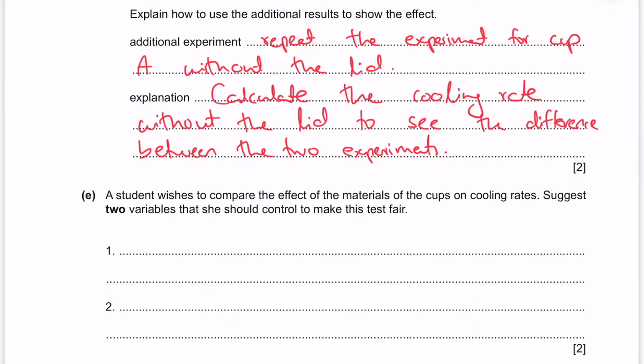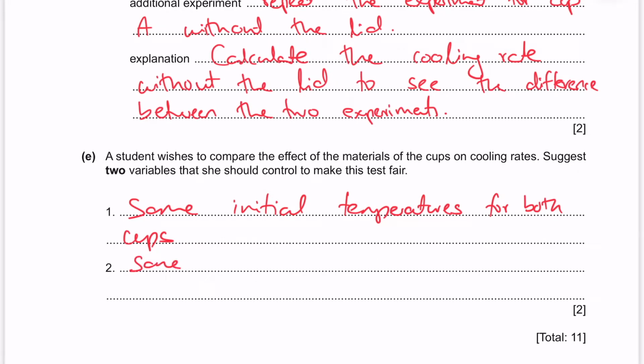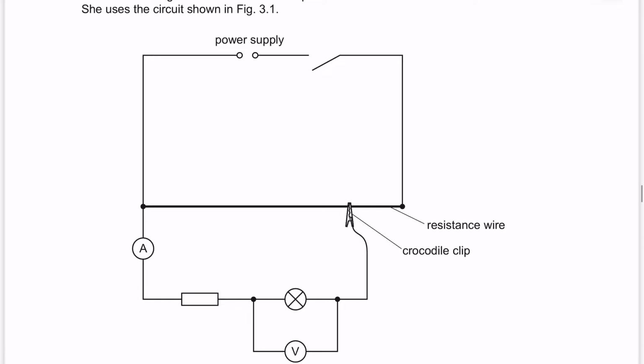Then we have a student who wishes to compare the effect of the material of the cup on cooling rate. Suggest two variables that she should control to make this test fair. A very common one is it should have the same initial temperatures for both cups, and the same volume of water should be used. Then we have question 3.